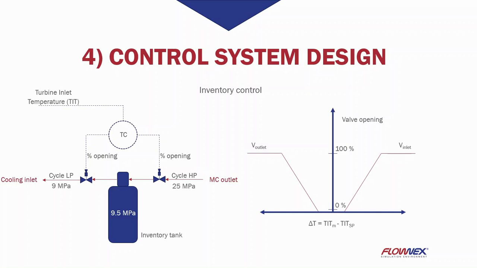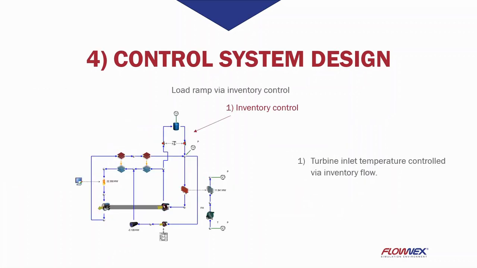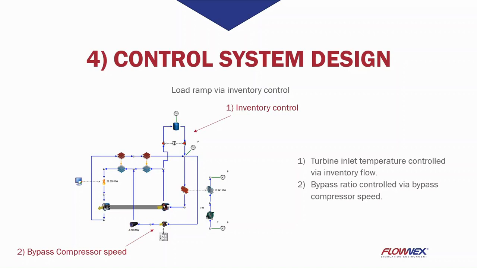Furthermore, to maintain a high cycle efficiency, a specific flow bypass ratio is required. This is done by controlling the bypass compressor speed by using FlowNEX's built-in PID controller in the control library. For a detailed control study, the transient effects of the system components must be included. FlowNEX components already include this in the form of thermal inertia in many components such as the piping and heat exchangers. The heat lost to the atmosphere is in this case simulated by the insulated pipe.